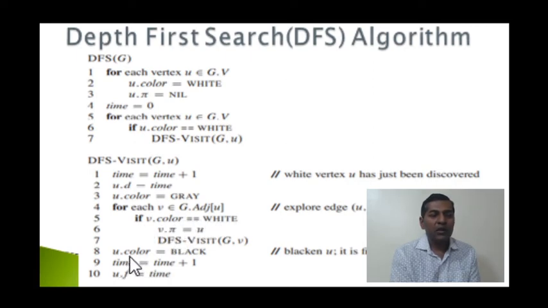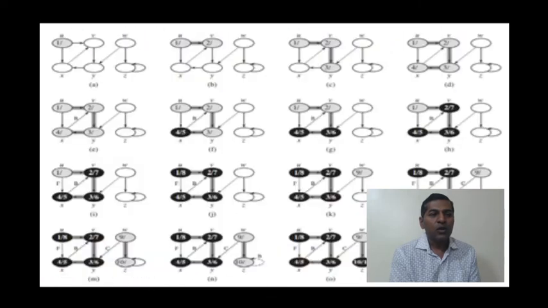So we make it black and add a timestamp to it. All the vertices of x have been visited, so let's make it black and assign a timestamp to it. This is 5. Now we check in a recursive way. We go back and see whether any vertex related to y has not been visited. Yes, all the vertices of y have been visited. So we make it black and assign a timestamp of 6.